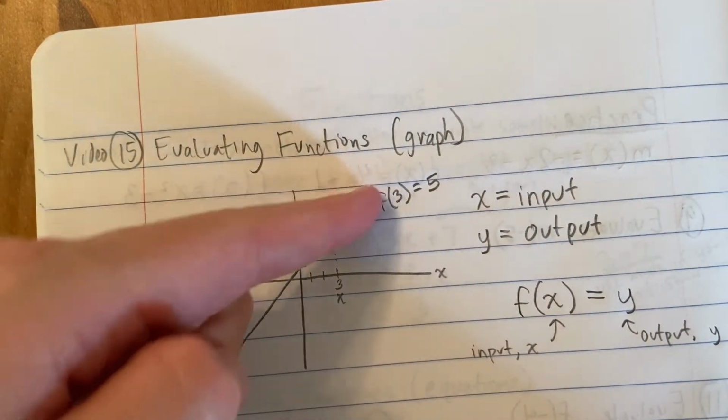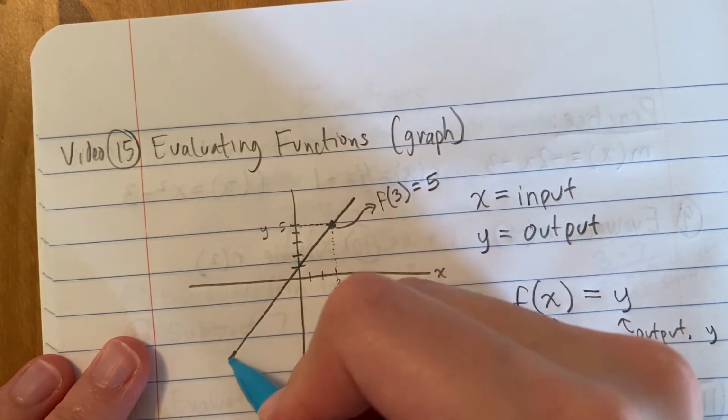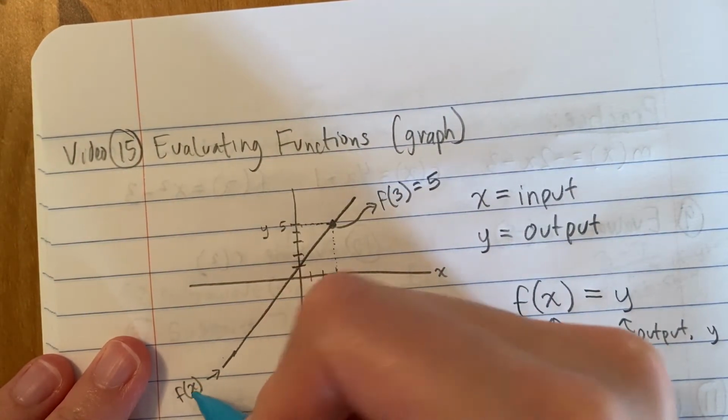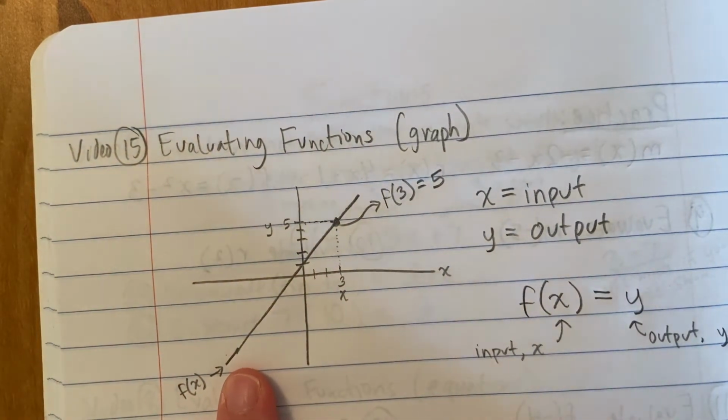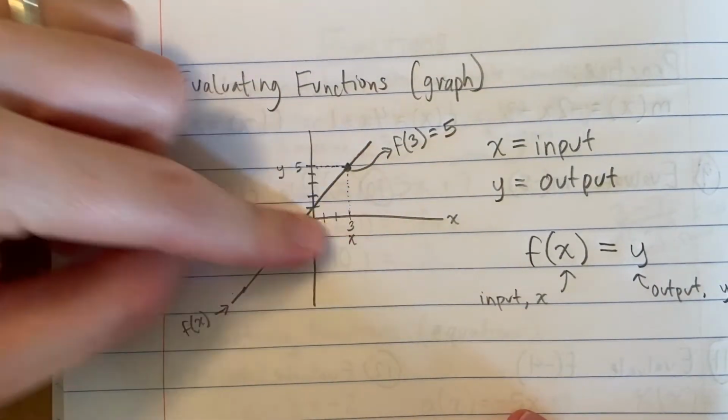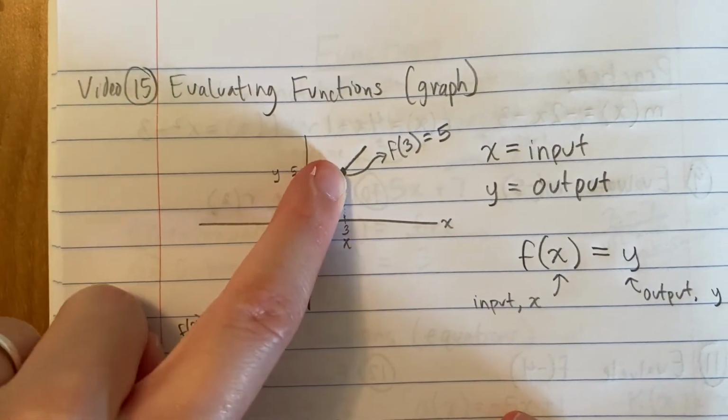That line is f of x. So instead of giving you an equation, I'm giving you a graph. And I'm saying, okay, this is my function, this is my machine. And I can input an x and get an output of y.